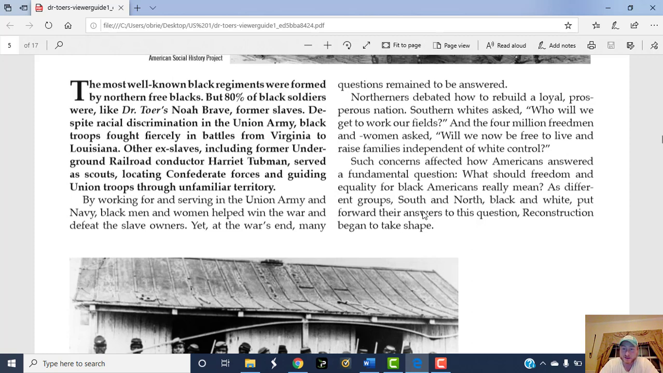As different groups, North and South, black and white, put forward their answers to this question, Reconstruction began to take shape. In other words, there were different stakeholders in this. The 4 million freed slaves wanted something. The millions of Southern whites wanted something else, and they were not the same thing. Radical Republicans wanted a more racially equitable South. Moderate Republicans wanted to go back to the status quo, business as usual before the Civil War. Yeah, the slaves could be free, but hey, we want our cotton. So there were a bunch of different stakeholders here.